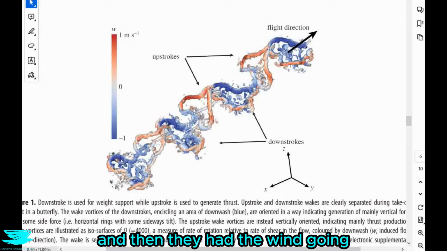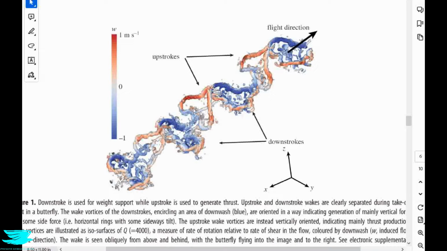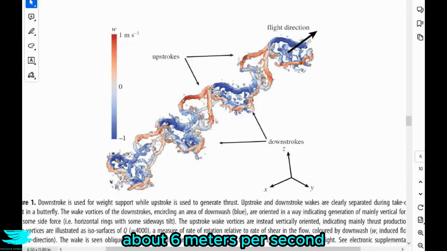And then they had the wind going at 2 meters per second, which is actually quite slow for butterflies. Most butterflies can go up to about 6 meters per second or even higher, so they can actually fly pretty quickly.